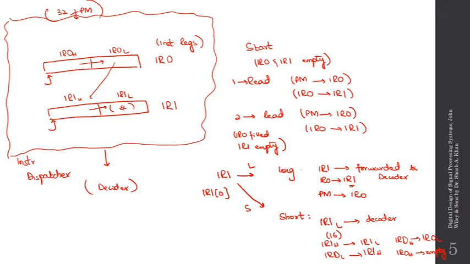Moving forward, we say that after the short instruction, we again can have two possibilities. We can either have a short instruction or we can have a long instruction.